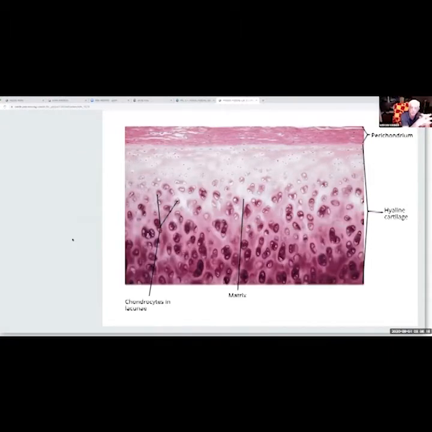Same thing again. The perichondrium is your epithelial layer. The chondrocytes, which produce cartilage, and the matrix around it. And the chondrocytes are in lacunae.